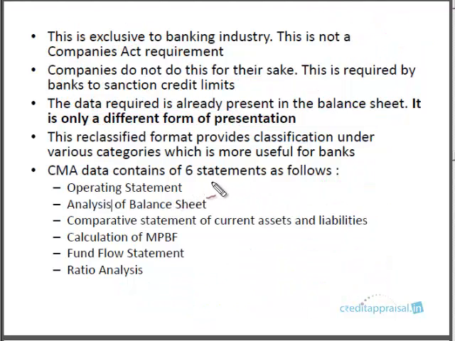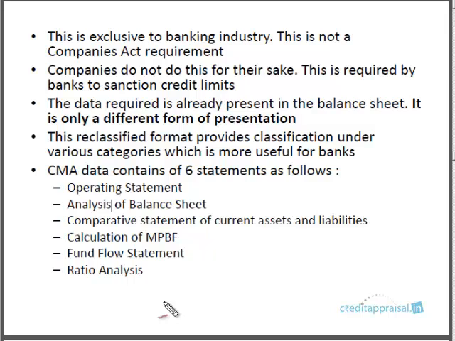So CMA data actually contains 6 statements. It has an operating statement, which is actually the P&L account. Then we have a balance sheet, and then we have a statement called comparative statement of current assets and current liabilities. We have a calculation of MPBF, funds flow statement, and a ratio analysis. These are the various statements which we encounter.